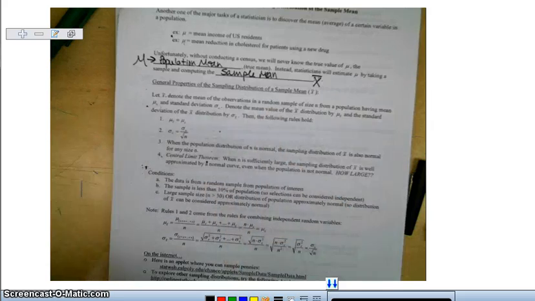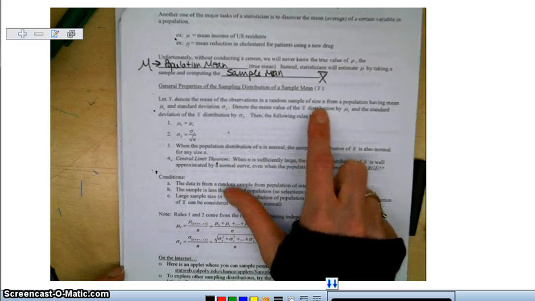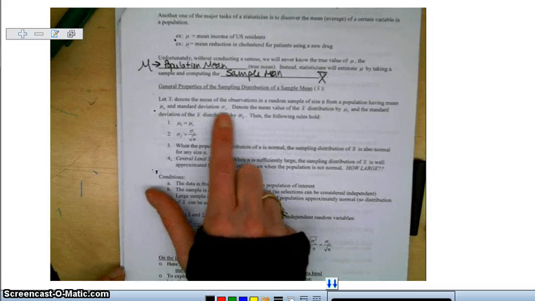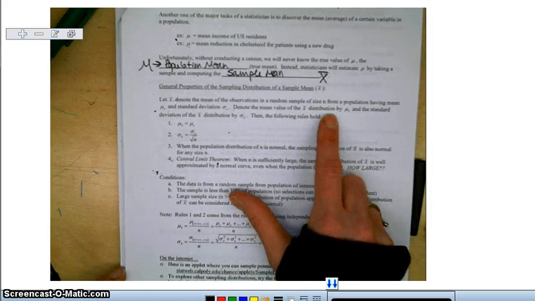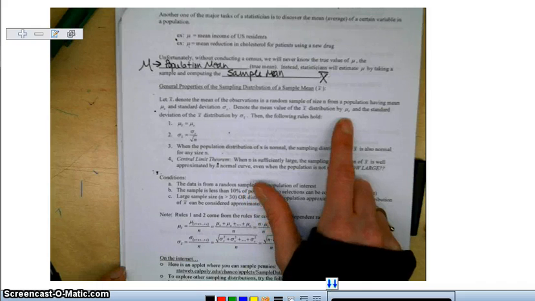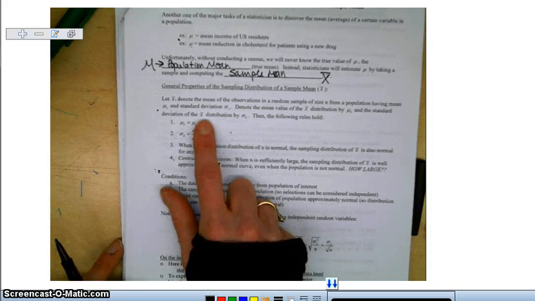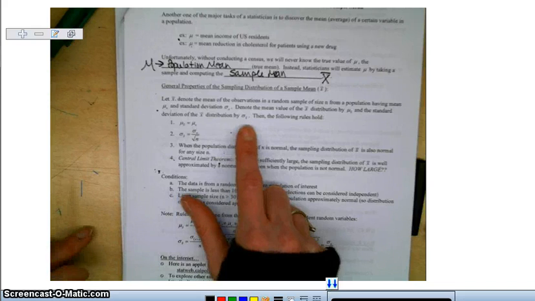In other words, I've got a big population, and I have taken a sample of size n and calculated the mean. Let X bar denote the mean of the observations in a random sample of size n from a population having a true mean mu and a standard deviation sigma. Denote the mean value of the X bar distribution by the mean of X bar, and the standard deviation of the sampling distribution by sigma of X bar. X bar is from the sample. Mu is from the real population that we don't know. Then the following rules hold.